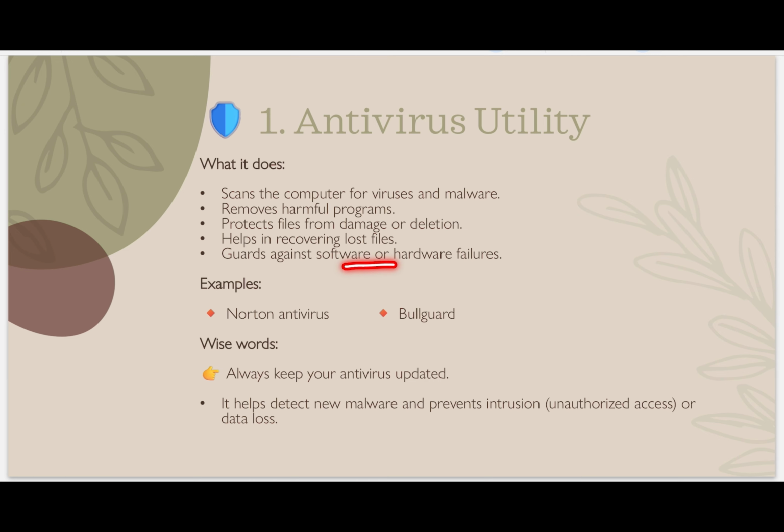Protect against software and hardware failure. Software failure means what? Same again: if any bug is there, the software fails. If we scan it and there is a bug, it deletes that bug or problem, and then the software runs fluidly. Which are the examples of antivirus? Norton antivirus and Bullguard. These are two examples of antiviruses.